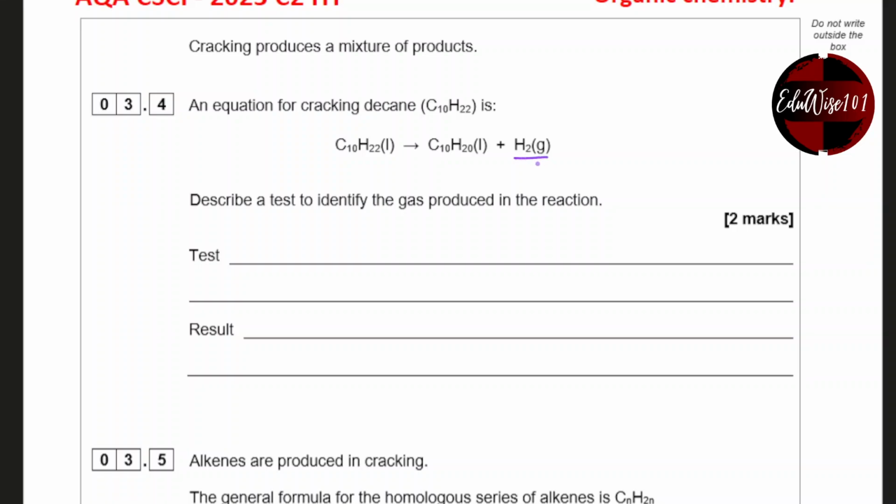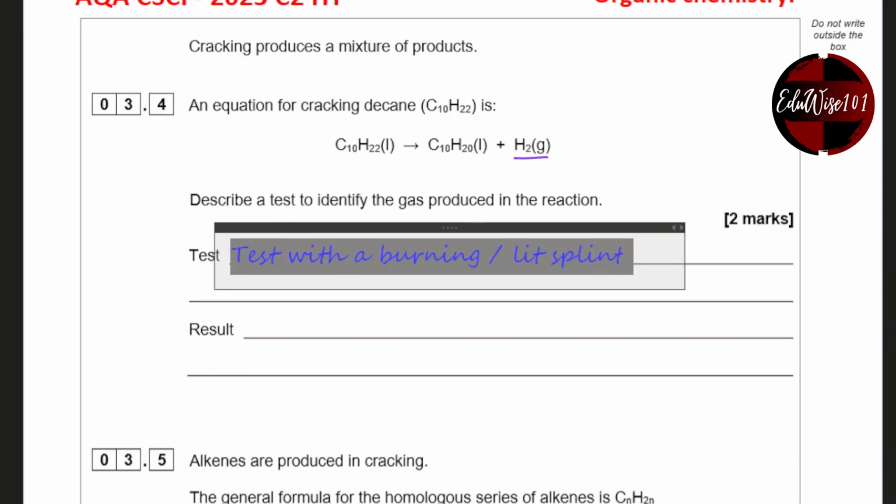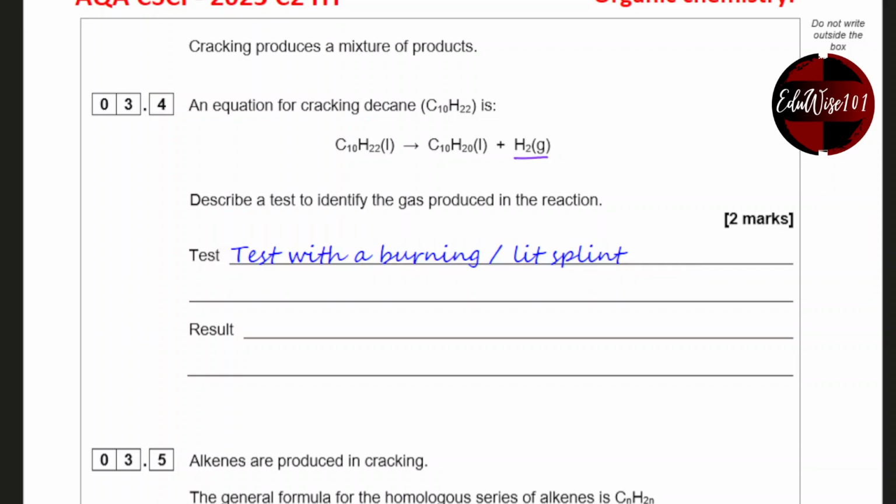What is the test for hydrogen gas? You collect the gas in a test tube, and you introduce a burning splint into the gas. So we can say test with a burning splint or a lit splint, not a glowing splint. Glowing splint is for oxygen. The result would be that it burns with a squeaky pop sound.